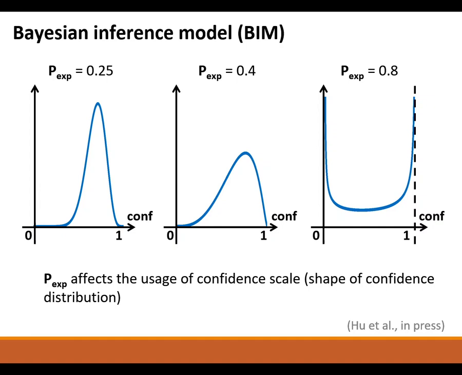On the other hand, when Pexp is higher, we mainly rely on the specific or distinct processing experience in each trial to rate our confidence. So the confidence distribution has a larger variance because the processing experience may also vary across trials.